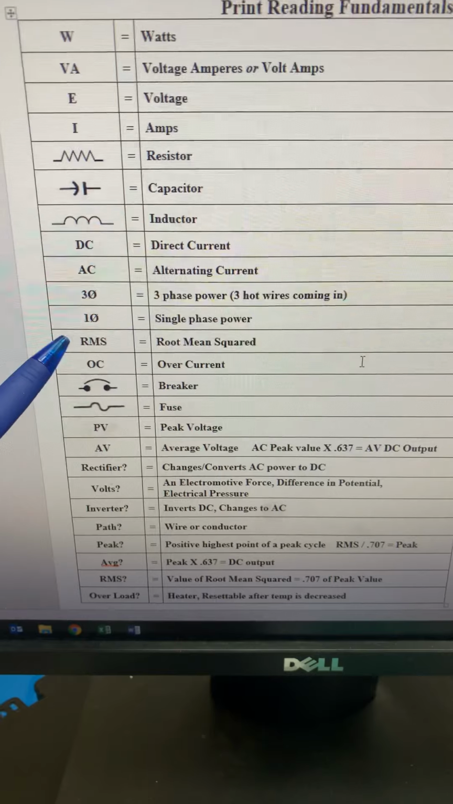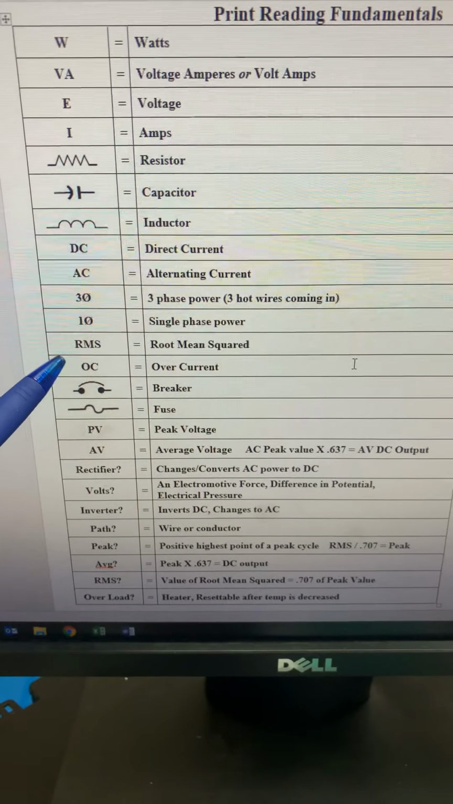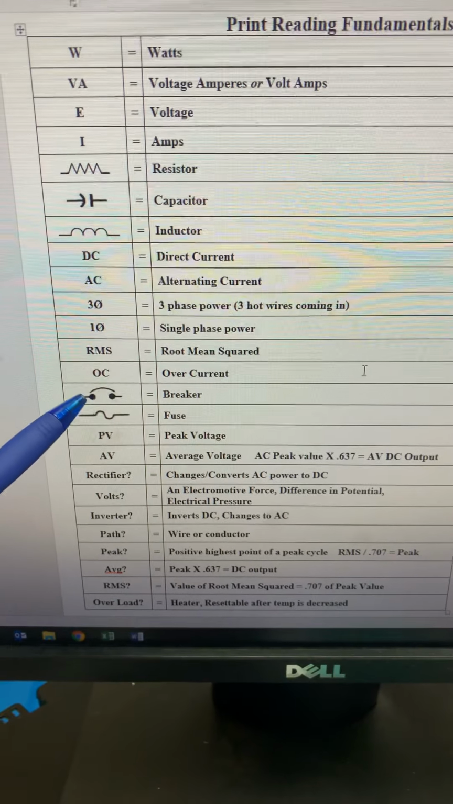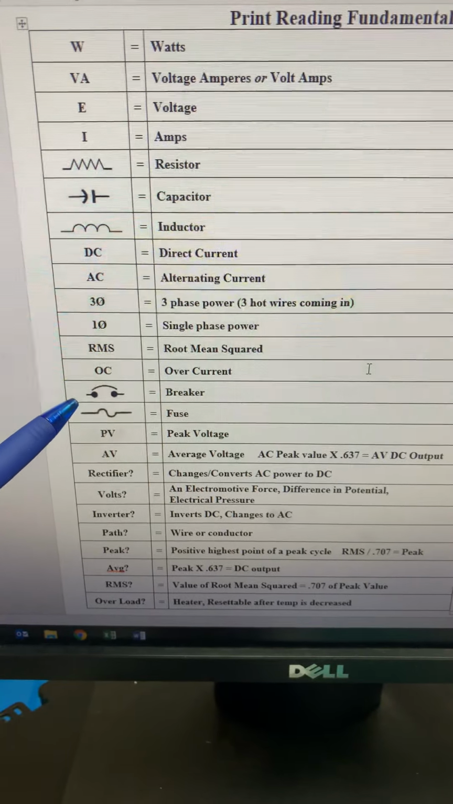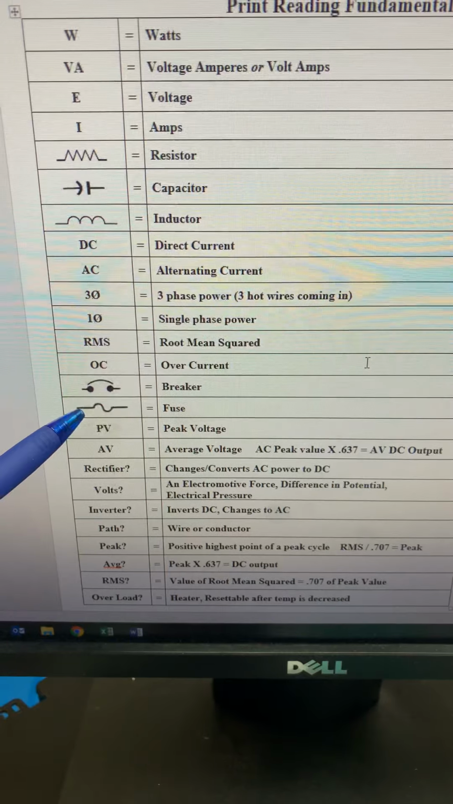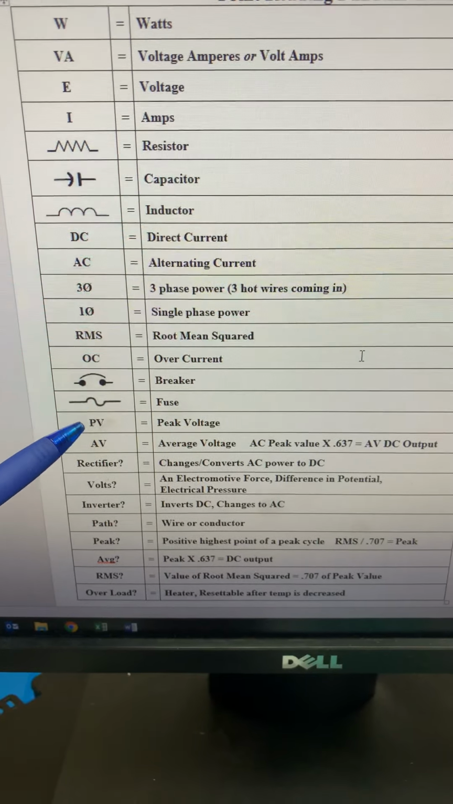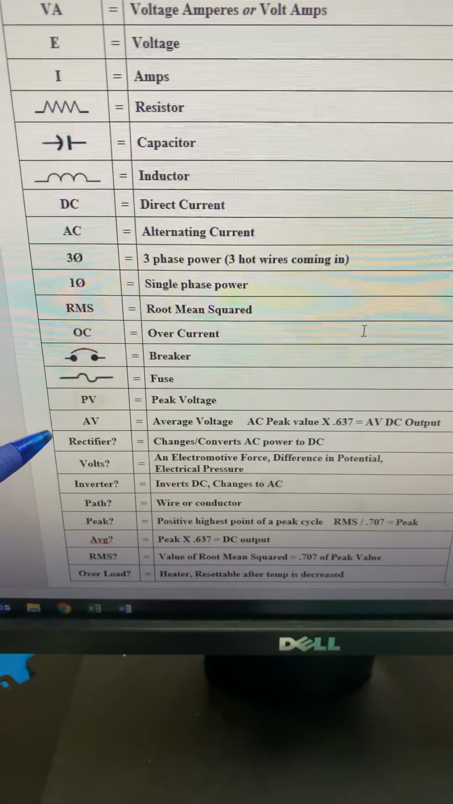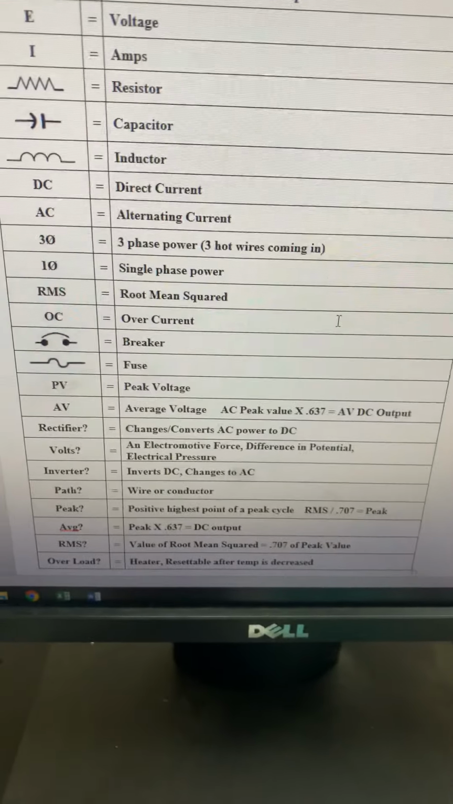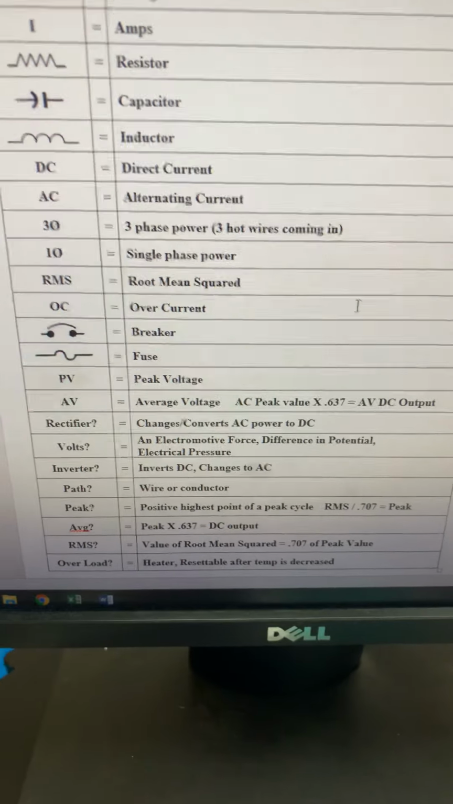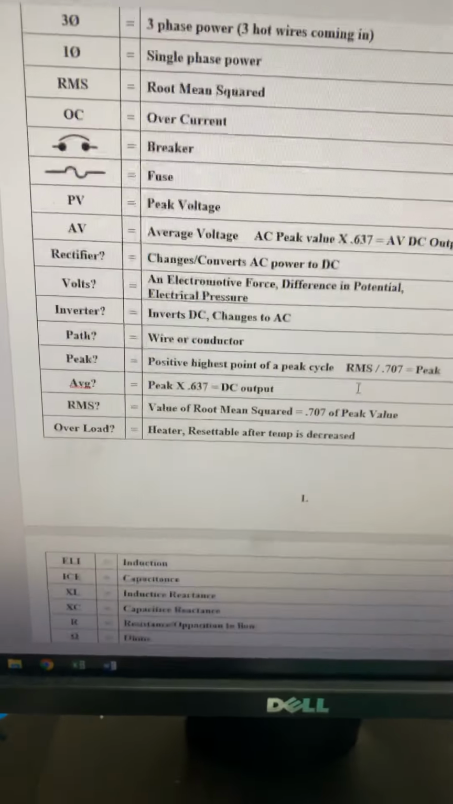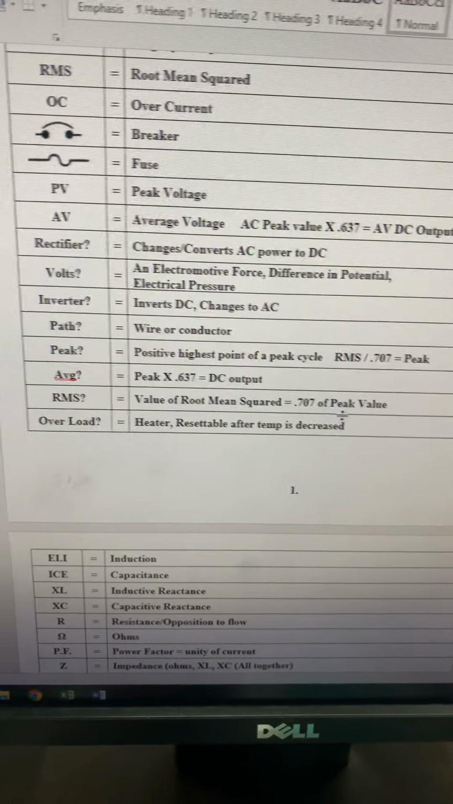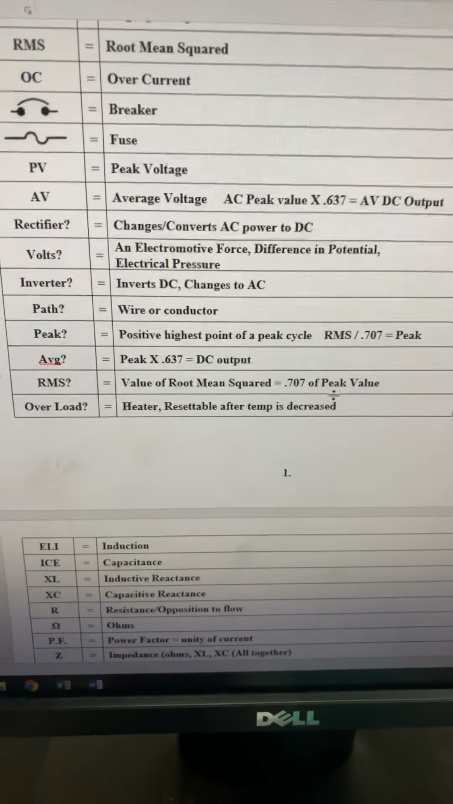RMS is root mean squared. OC is overcurrent. This is a breaker symbol. How it breaks the two with a little rounded part. It's a breaker. This is a fuse. Peak voltage, average voltage. These are all right in here, things that you would see on generic symbols that read your definitions here.